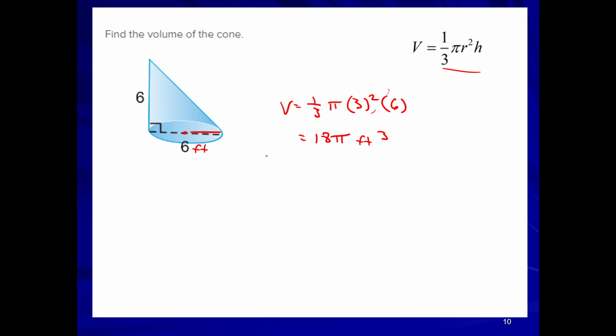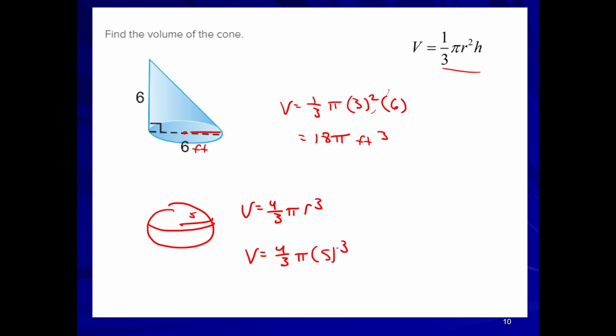18 pi. Okay. One thing I just realized we didn't go over earlier was spheres. So the volume of a sphere, again, you're not going to memorize these formulas, you just need to know how to use them, is 4/3 pi r cubed. And so, if you had a sphere with a radius of 5, you would simply say 4/3 pi times 5 cubed. It's just as simple as plugging in the radius.